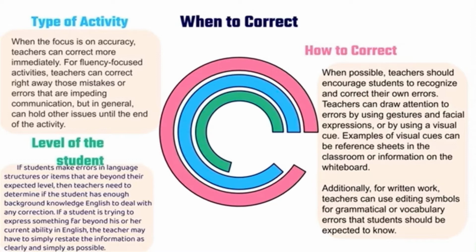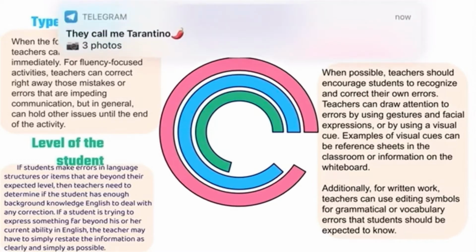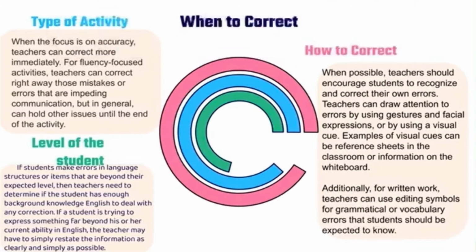Level of the students. If students make errors in language structures or items that are beyond their expected level, then teachers need to determine if the student has enough background knowledge of English to deal with any correction. If a student is trying to express something far beyond his or her current ability in English, the teacher may have to simply restate the information as clearly and simply as possible.